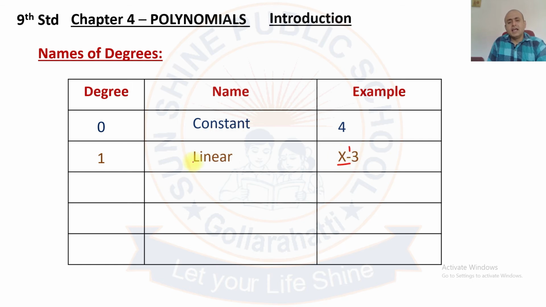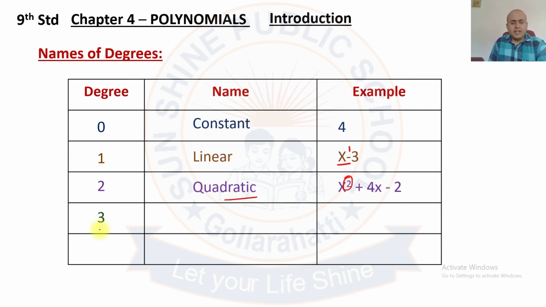Therefore we will call it a linear polynomial. If the degree is 2, we will call it a quadratic polynomial. For example, x square plus 4x minus 2. Here the degree of x is 2. Therefore we will call it a quadratic polynomial.